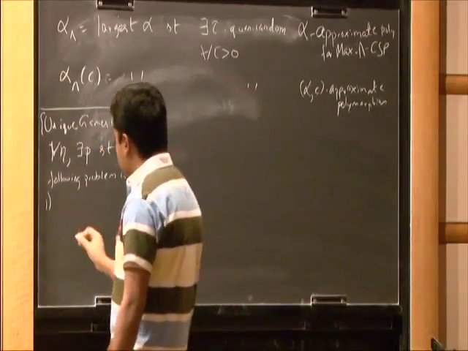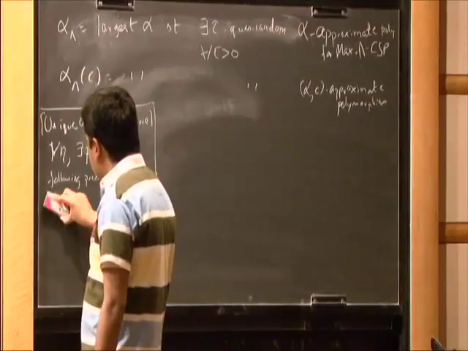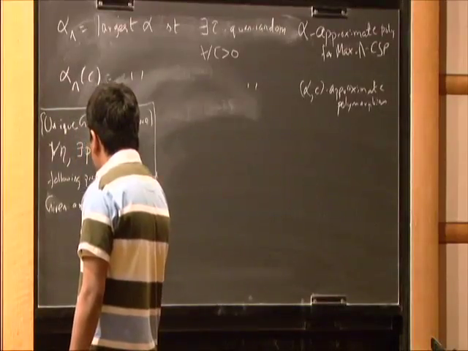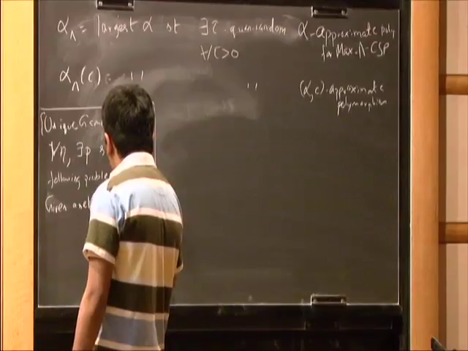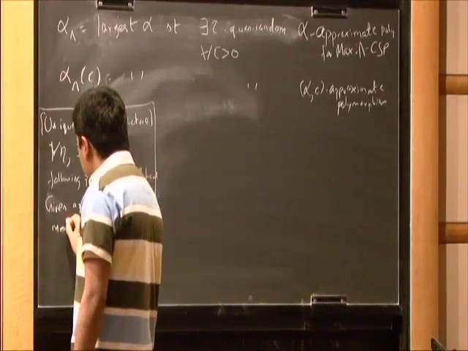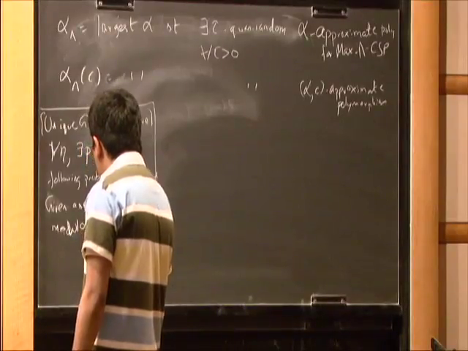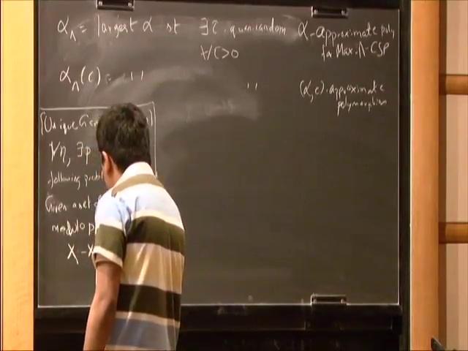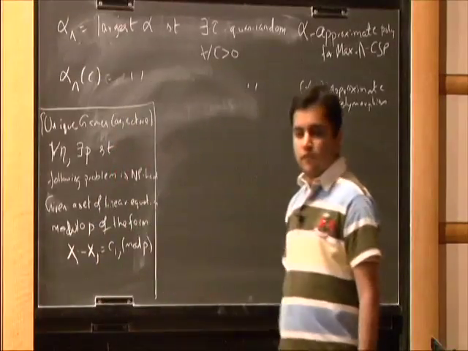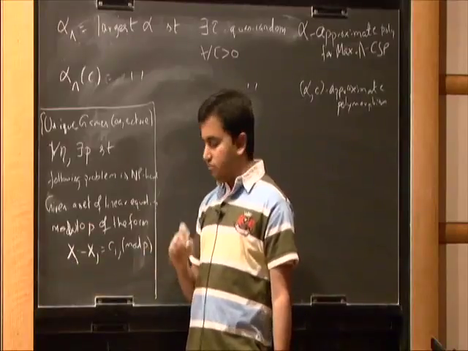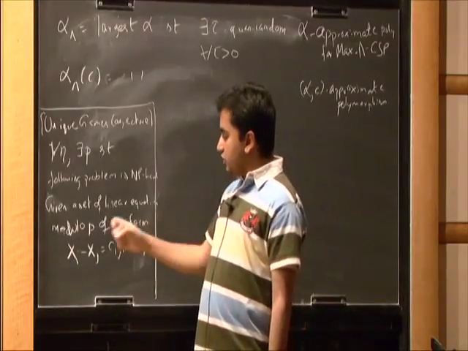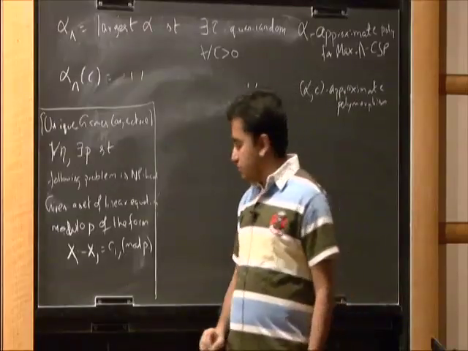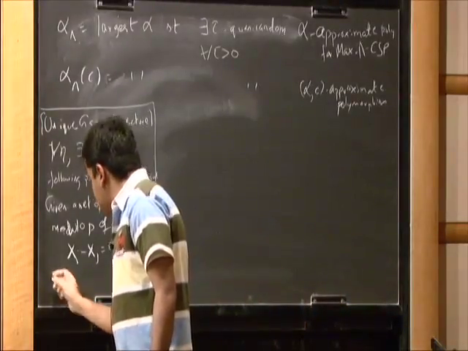So the simpler version is the problem is you're given a set of linear equations modulo p of the form xi minus xj is equal to cij mod p. So you're given a set of linear equations, each equation is exactly of this form, and you want to distinguish whether this system is 99% satisfiable or nearly unsatisfiable. So what is case one? Actually.